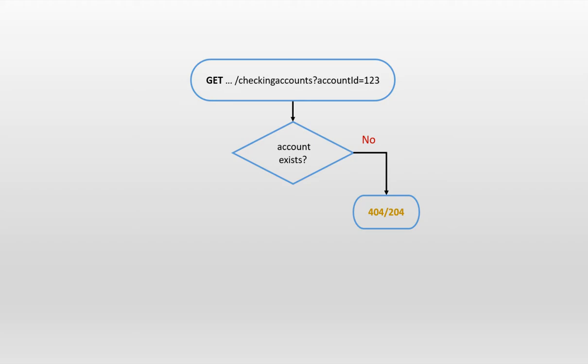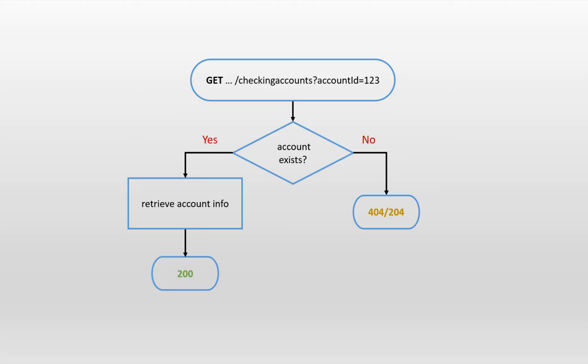If the account does exist, the API will try to retrieve its information and put it into the API response, along with the status code 200, which means OK.